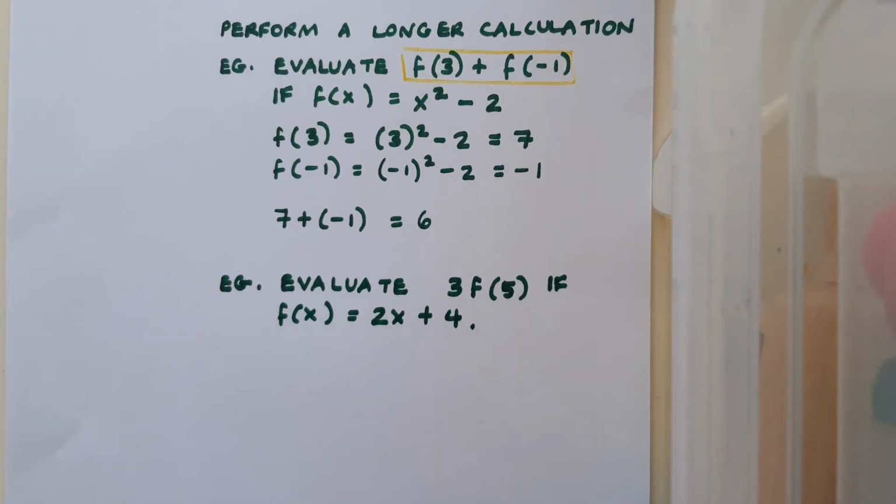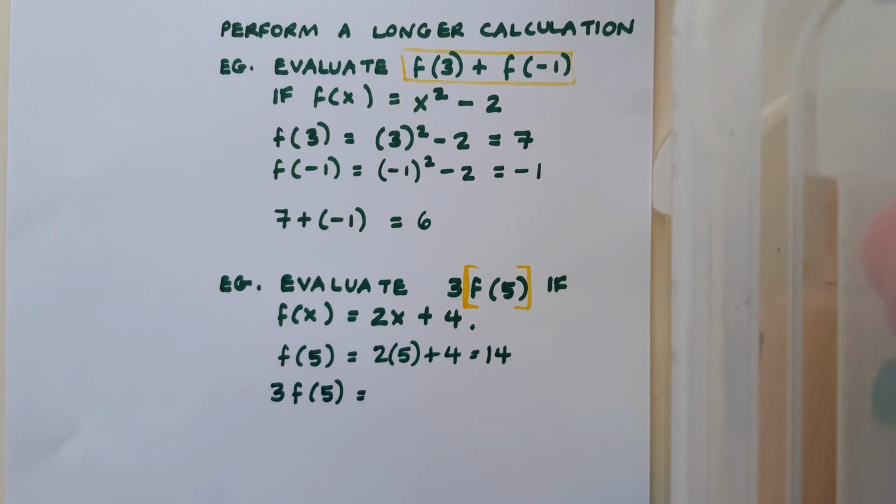We might also be asked to evaluate something like 3 times f of 5. In this case, f of x is 2x plus 4. If we have a number in front of the function, like the 3 in this case, it means that we should first of all evaluate the function and then multiply our result by the 3. So in this example, I'll start by getting f of 5, which is 14, and then I'll move on to get 3 times f of 5, which is 3 by 14, or 42.